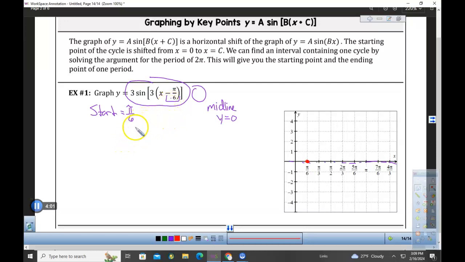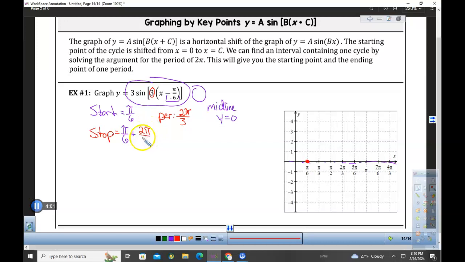So that's my start. Where am I going to stop? Where's my stop going to be for one cycle of it? Well, what's my period? Think about that. My period's going to be 2 pi over 3, right? So if I take that pi over 6 and add my period, I will know where this graph is going to end.